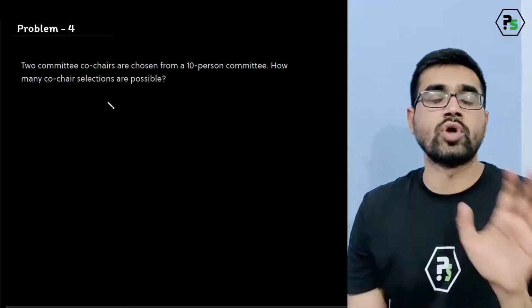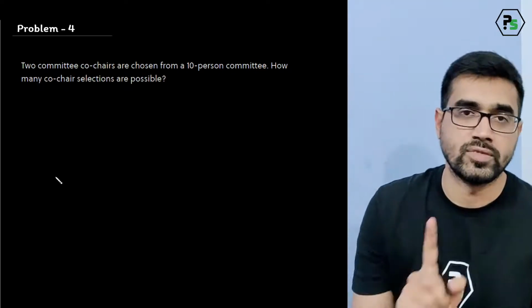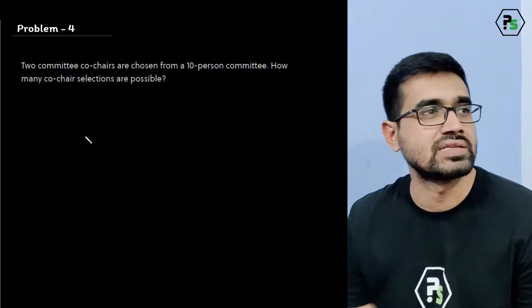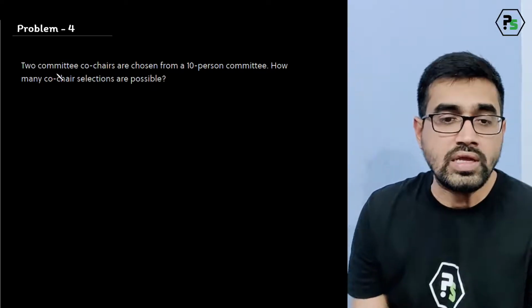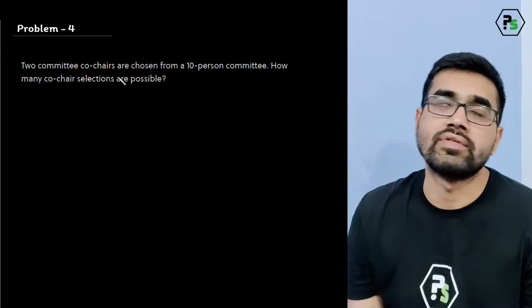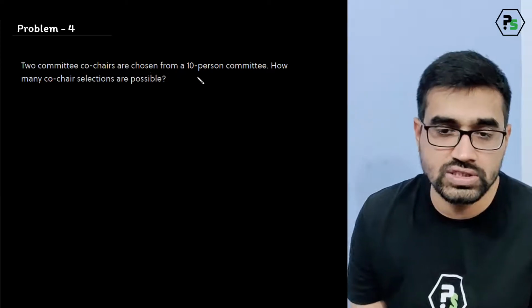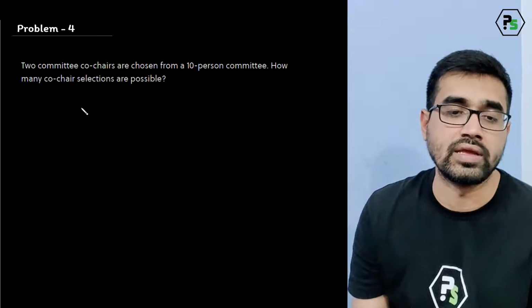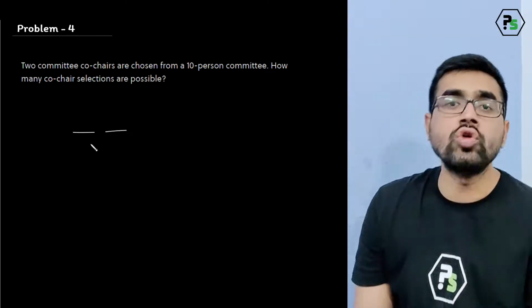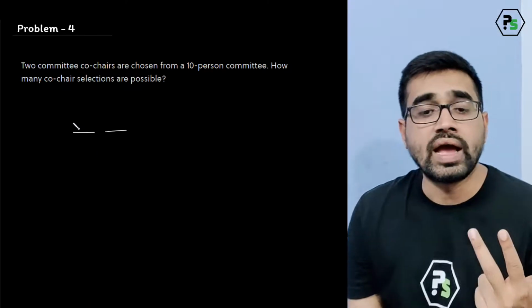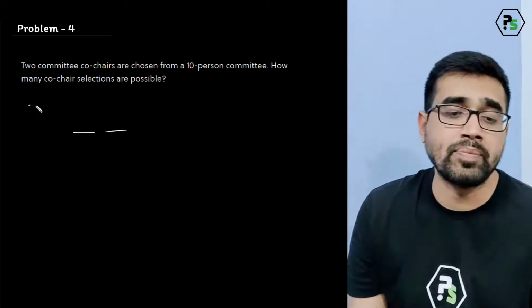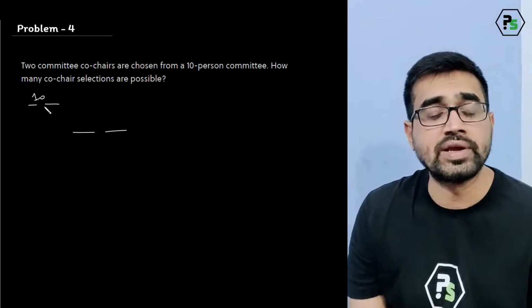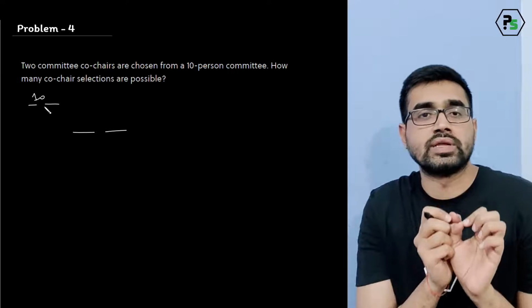Now there are only problems except for one extra piece of information, which will be helpful to you in class 12, but not now. Two committee co-chairs in 11th. Two committee co-chairs are selected from a 10 member committee. So I have to make a 2 member committee from a 10 member committee. So there is a 10 member committee already there. I have to make a 2 member committee.